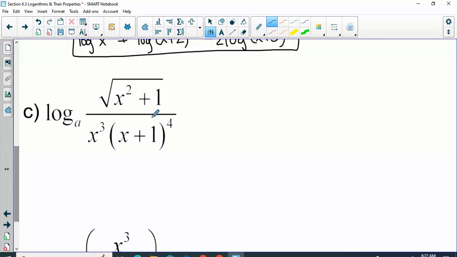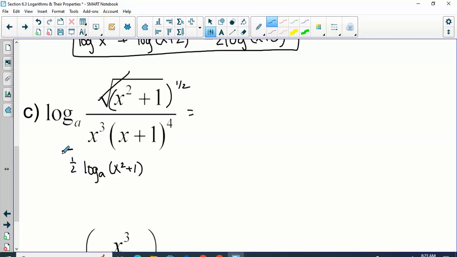Okay, let's look at C. So, on the top, a square root is like what power? So we have log base a of x squared plus 1. That whole thing is to the 1/2, so the 1/2 can come down in front. And then plus that one.